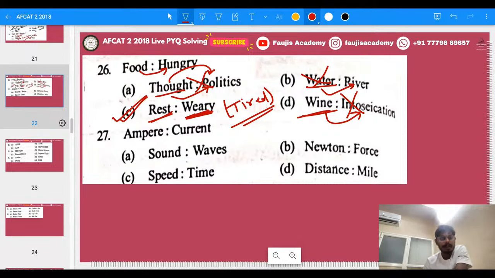27B, that's correct. Current is measured in terms of ampere. Sound is not waves. Speed is not measured in terms of time. Over here it is interchanged, that's why it is incorrect. Newton is to force. That's the correct one.